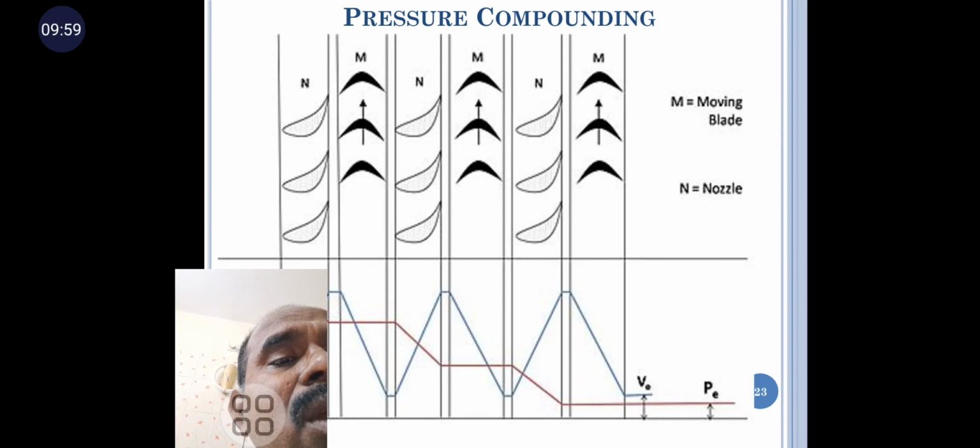Next one, pressure compounding. In pressure compounding, there is a nozzle, that is the fixed blade, and a moving blade. Each fixed blade and moving blade forms one set, that is one stage, and then another stage, another fixed blade and moving blade. Here in this diagram, three stages are there. The pressure is gradually reduced in each and every stage.